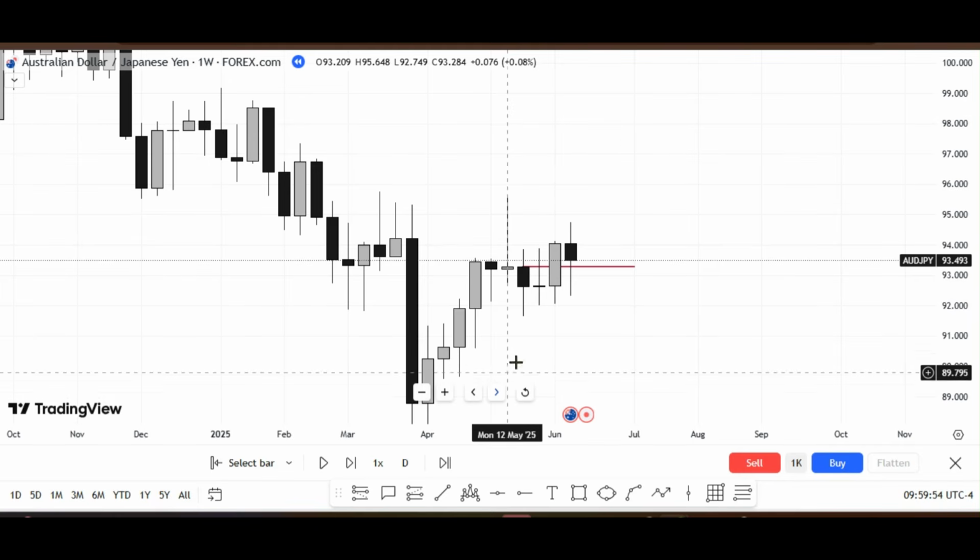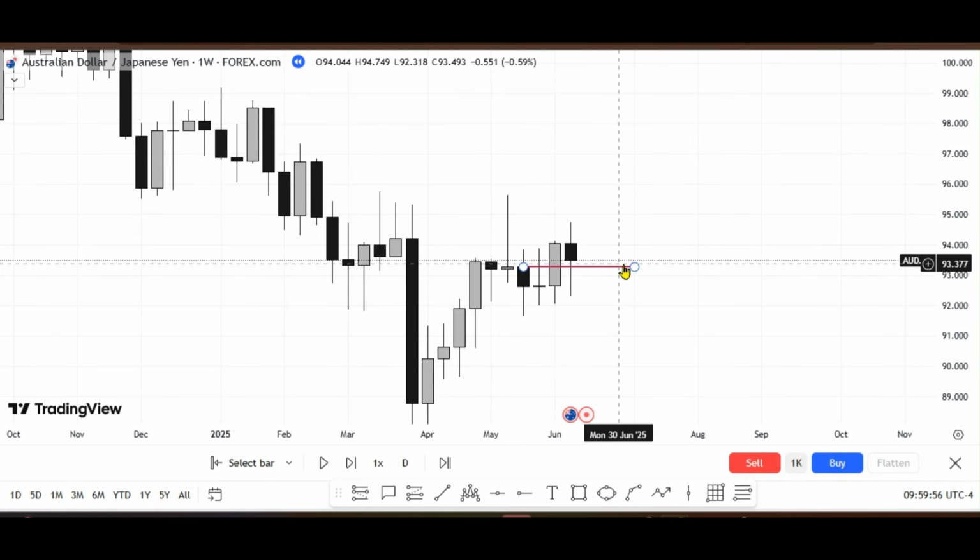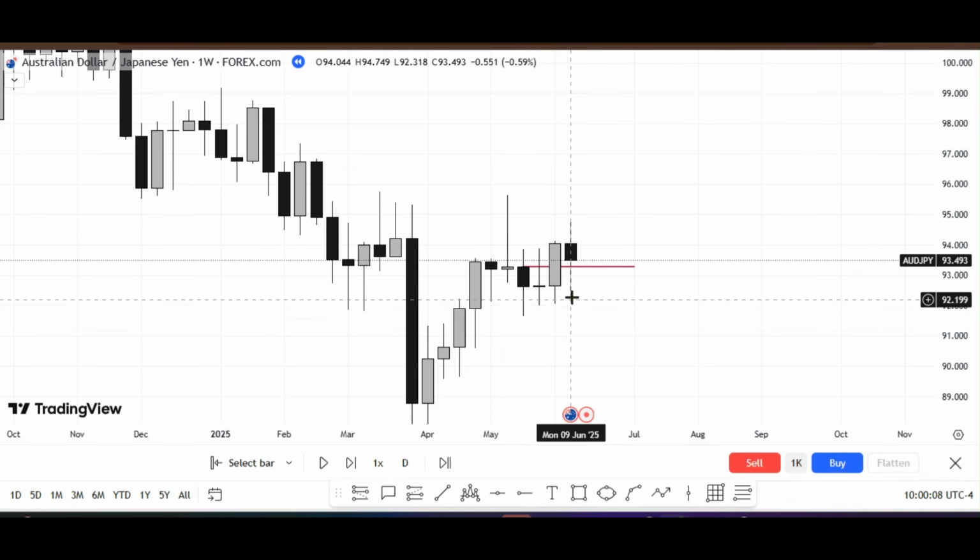So here I need to mark my higher time frame key level. My key level at this point, where price is at the moment, we have this order block here. And this order block has been tagged by this weekly candlestick, and we even closed. So this was last week.